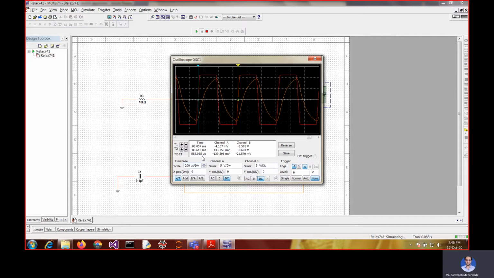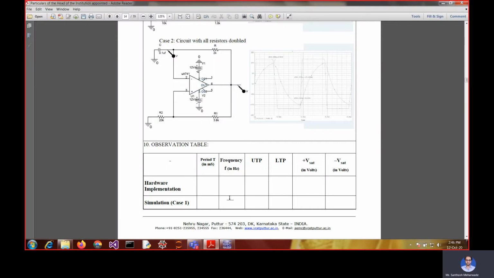This is almost 2 kilohertz, because 0.5 millisecond means 2 kilohertz. This is what we designed: for a frequency of 2 kilohertz, our time period will be 0.5 millisecond. Here we are getting near 0.5, that is 0.558 millisecond. Convert that into frequency and you will get it in hertz.